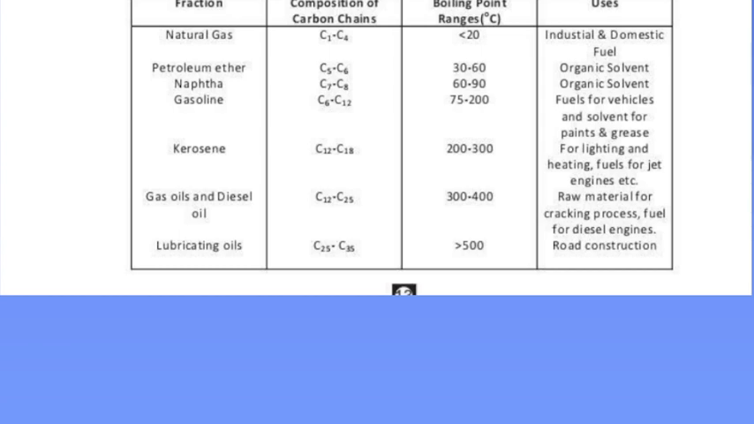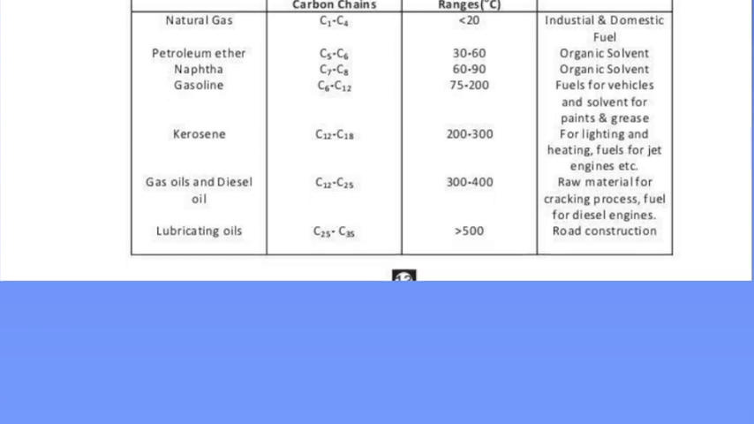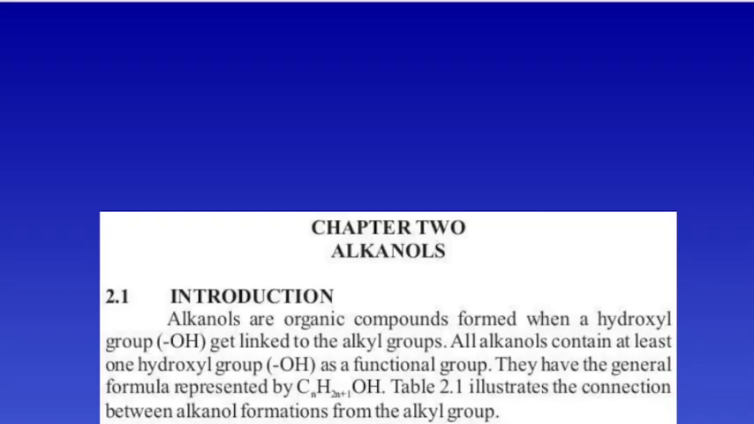Then we talk about lubricating oil. The lubricating oil has 25 to 35 carbon atoms and distills above 500 degrees Celsius. It is basically used for the production of engine oils, and when you redistill it, it can be used for the production of petroleum jelly. That's what we refer to as vaseline.